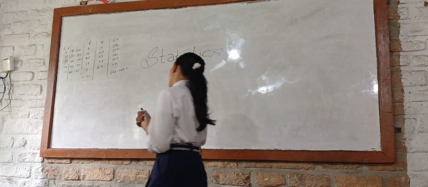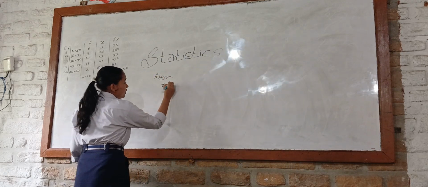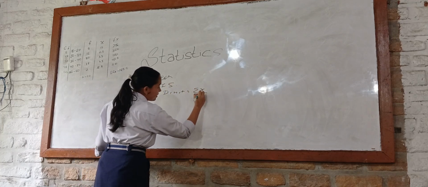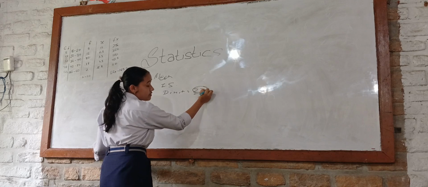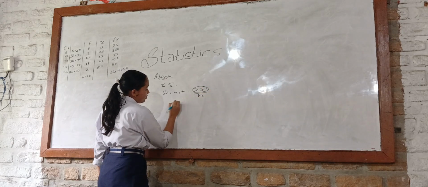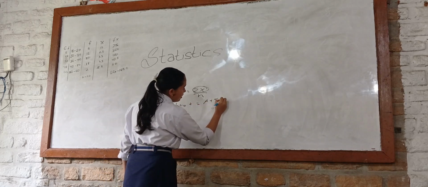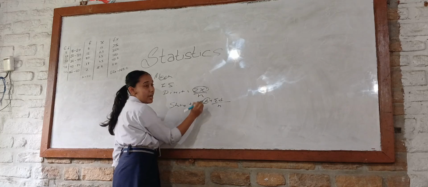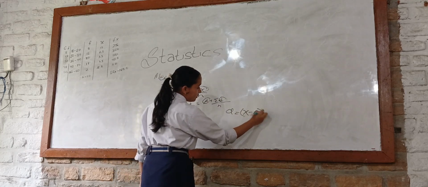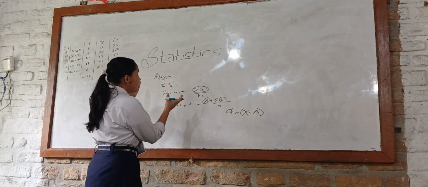So let me break down some formulas so it will be easy to tackle the questions. Mean, first of all, individual series. Direct: we have summation x by n. Here, the summation x means the sum of the numbers and n is the total number of digits in it. And the shortcut method is a plus summation d by n. Here a is the assumed mean and d is calculated as... I'll talk about it in the direct and continuous. So this one is for individual series.